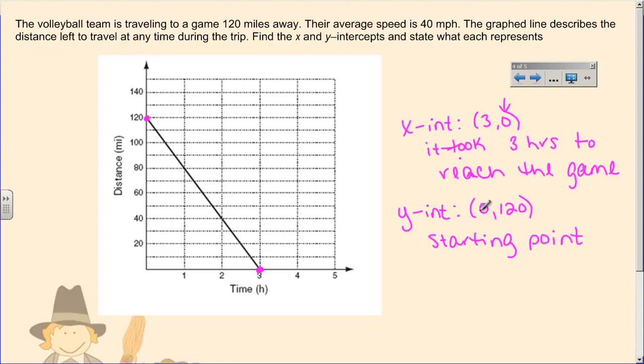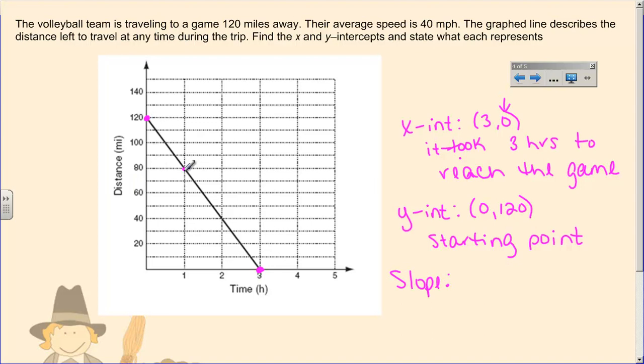So at time 0, they were at 120 miles away. That is their starting point. So that is what your x and y intercept mean, and you're going to have to spend some time with that. Now, if you were going to find slope, I know that this question is not on here, but this is a question that we have struggled with, so let's go ahead and do it.